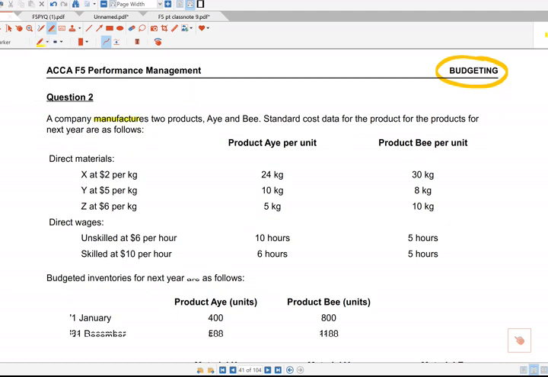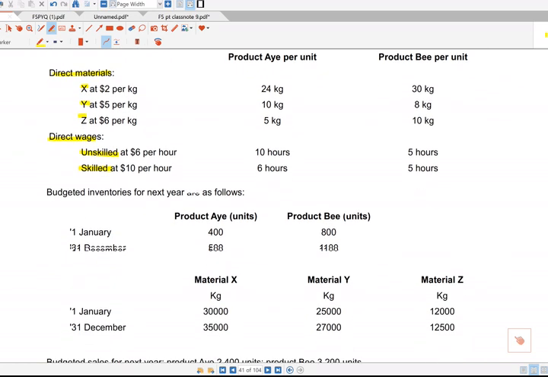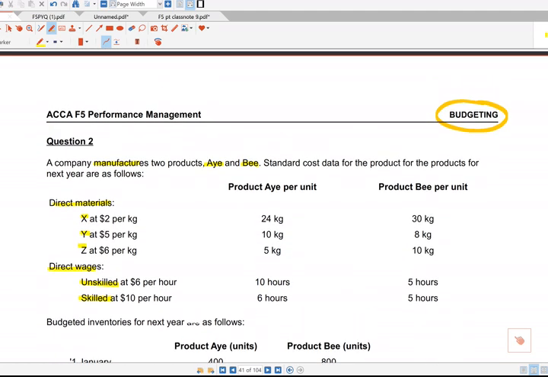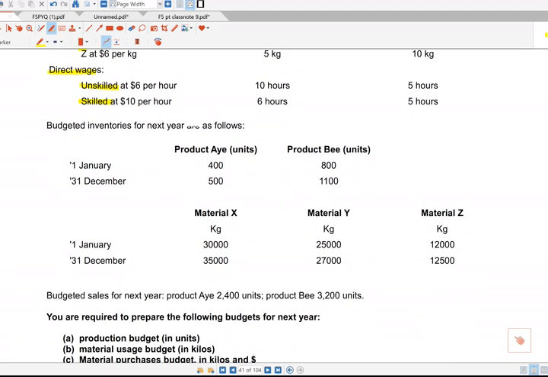We manufacture 2 types of finished goods, A and B. Standard cost is given, as there are 3 materials and 2 labors. Budgeted inventory is given for Product A on 1st January and 31st December. So 1st January is our opening, and 31st December is the closing.